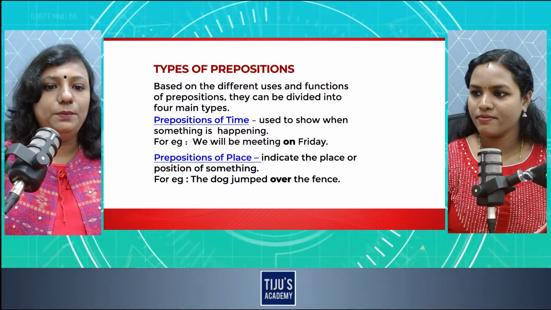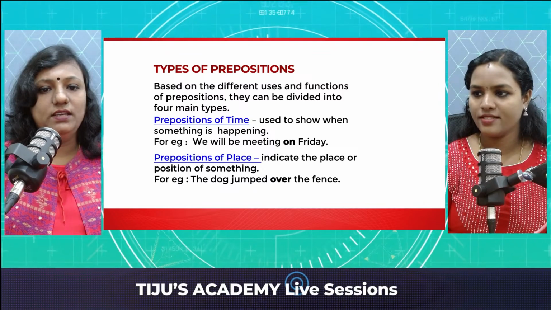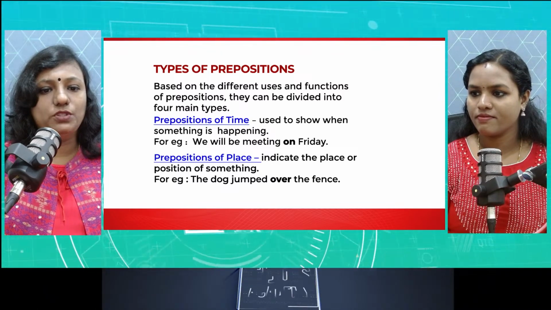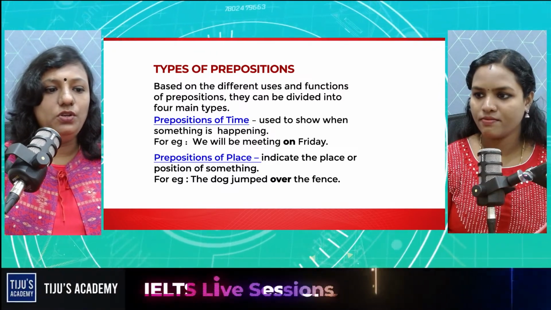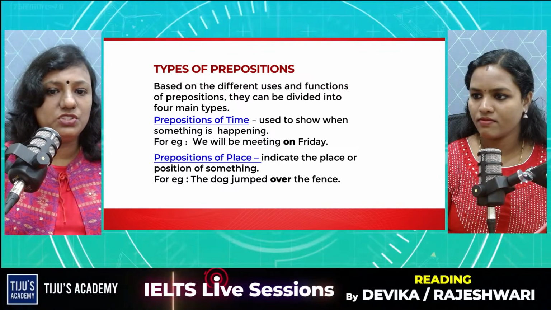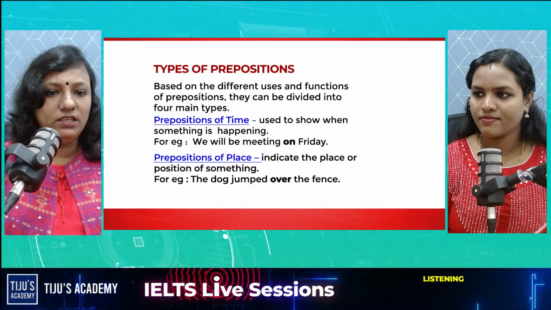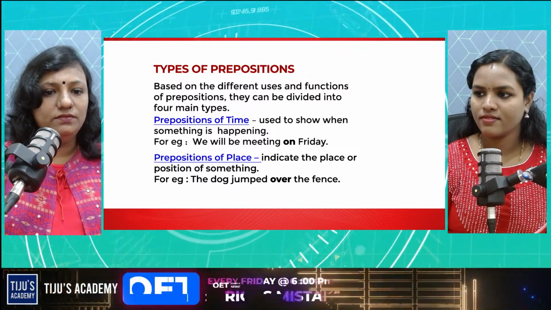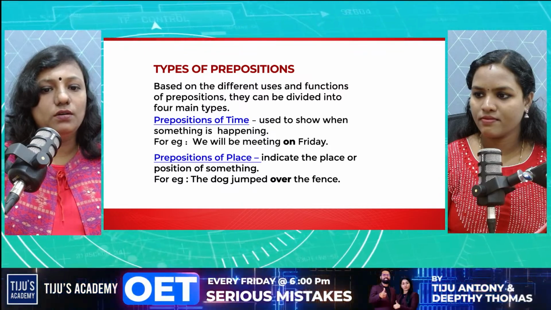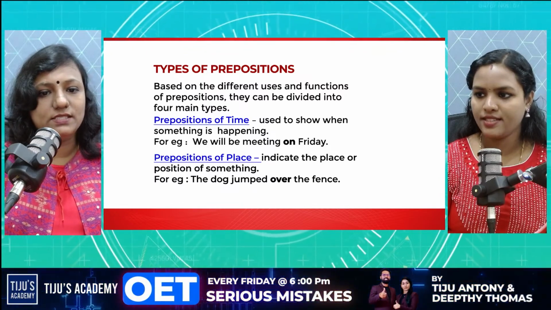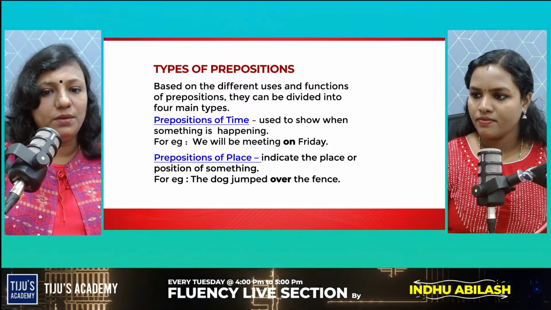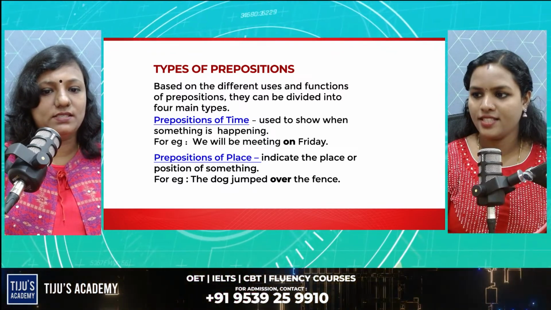Next, prepositions of place. It indicates the place or position of something. In order to give the position of a particular thing or object, we have to use the preposition of place. Example: The dog jumped over the fence.